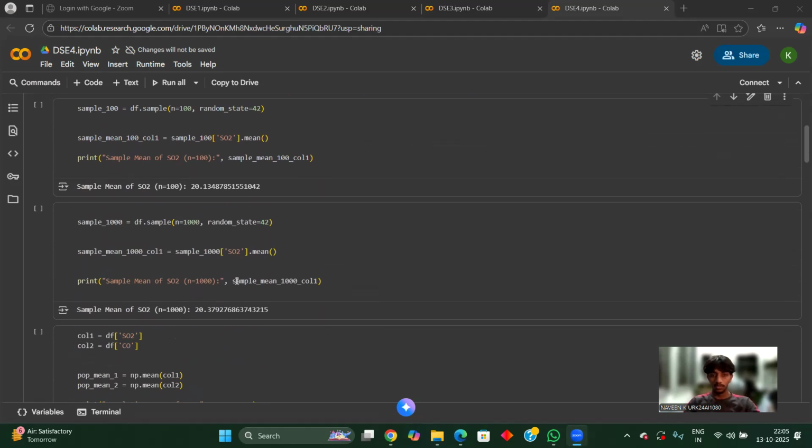And the second program is sample mean with n equal to 100. Next, we extract a random sample of 100 rows from a dataset and calculate the sample mean of SO2. We use df.sample with n equal to 100 and random_state equal to 42 to ensure reproducibility. The mean of the SO2 column in the sample is calculated. Printing the sample mean shows how the smaller sample approximated the population mean. It demonstrates sampling variability. Sample means can differ slightly from the population mean.